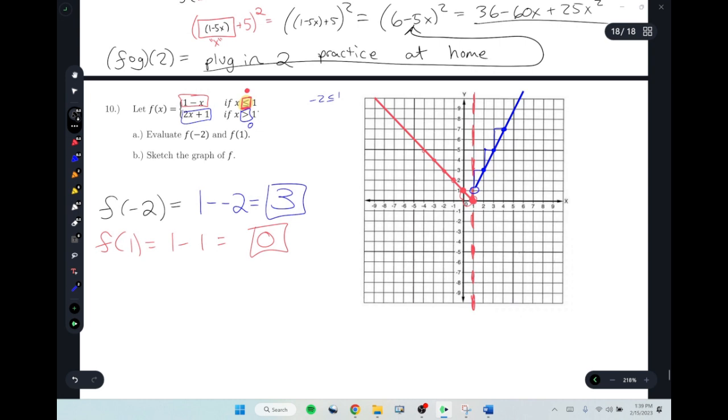Yeah, that's what it looks like. Open circle, closed circle. Don't forget the closed circle at one of them. One of them better be closed, one of them better be open. They can't both be closed. Why can't they both be closed?